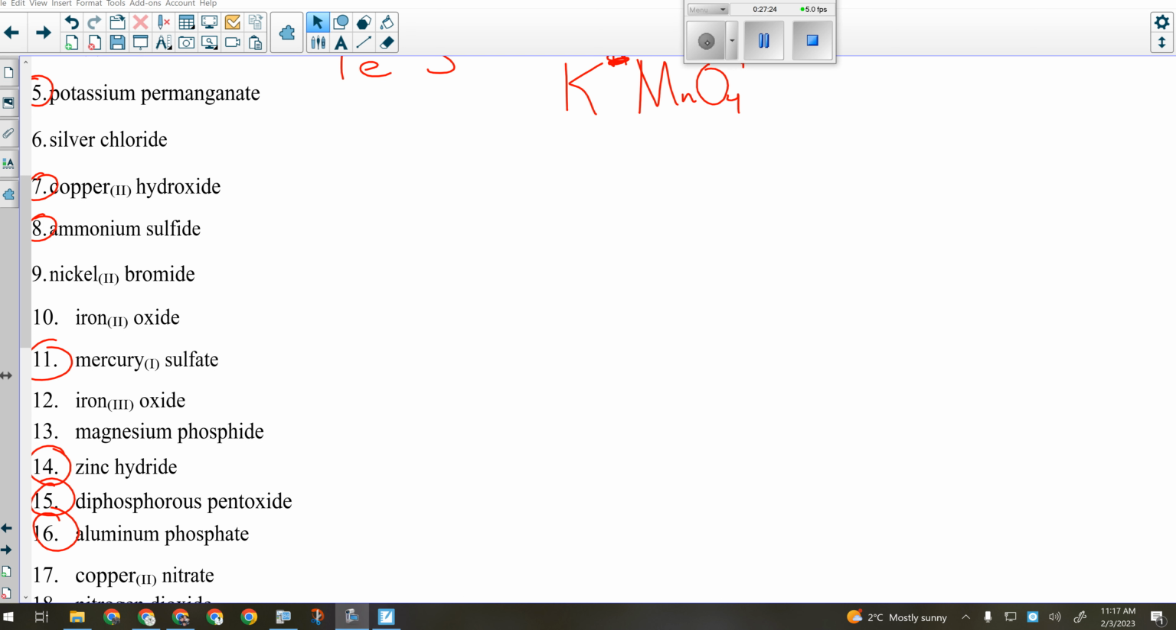Compounds. All right, so for number 5, we got potassium. Oh, sorry, we already did number 5. For number 7, we got copper 2 hydroxide. So copper's a metal, so we're dealing with an ionic compound.